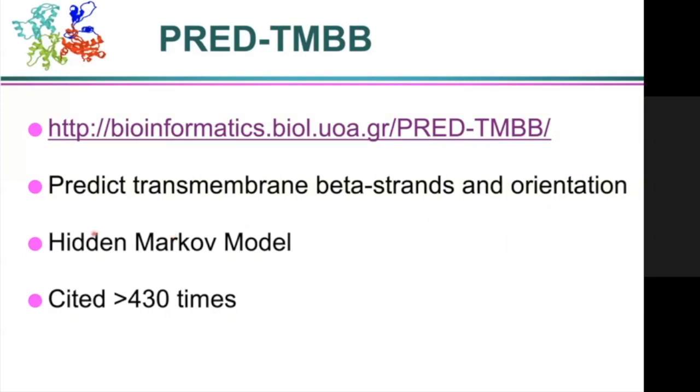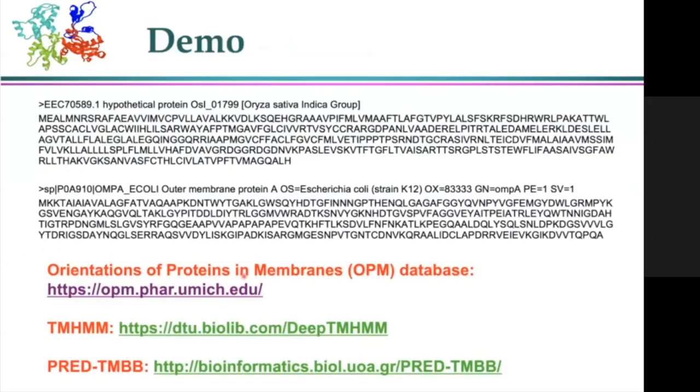This tool is also predicted using a hidden Markov model. I haven't seen a deep learning version of that. I assume someone will eventually develop a deep learning version for this type of prediction. But this tool is also widely used, even though it's not as widely used as the alpha helical transmembrane protein tools, but still it is useful. So I'm going to do a few demos. You can see how they perform.